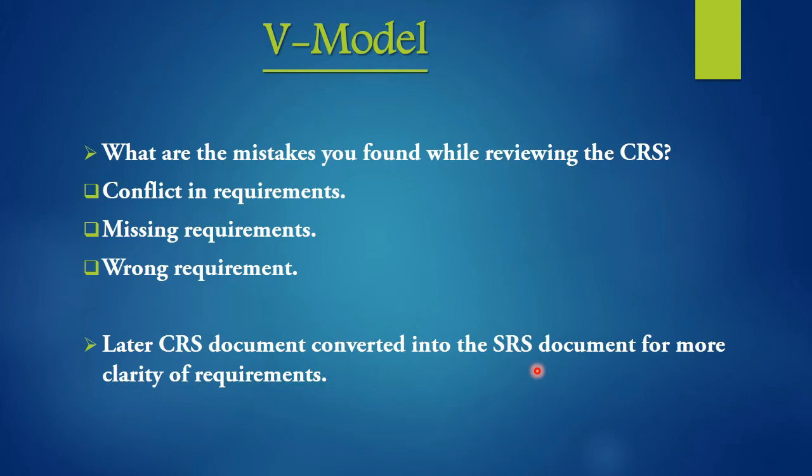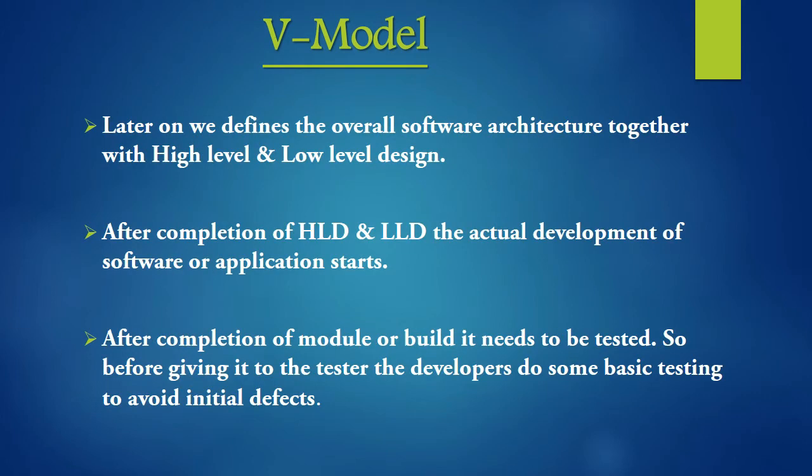Later, the CRS documents are converted into the SRS documents for more clarity of requirements. That is system requirement specification, also called software requirement specification. The next point is, later on we define the overall software architecture together with high level and low level design. The architect converts the CRS into the high level design and low level design.